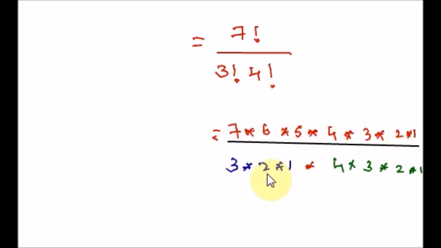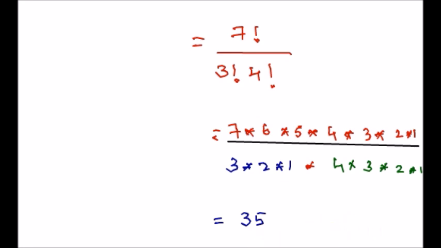Now cancel out all the common factors and simplify as much as possible. This will get cancelled out. Am I right? This entire thing. And 3 times 2 is 6. So even this will get cancelled out. And we will be left with 7 times 5, which is equal to 35. Hope you are clear with this example. This is how we work out combination.